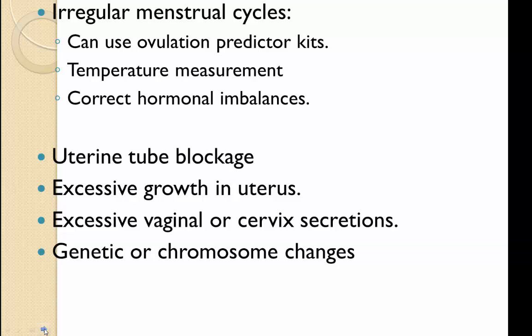There could be uterine tube blockage. We could have excessive growth within the uterus, such as fibroids, or excessive vaginal or cervix secretions, which can be thick, or they can kill the sperm, they can slow their motility down, or you can have some genetic or some chromosomal changes.